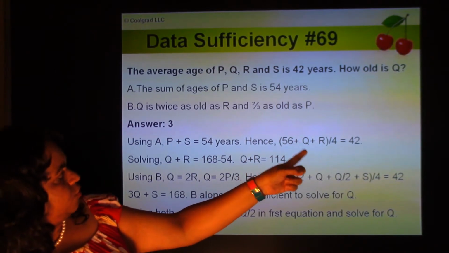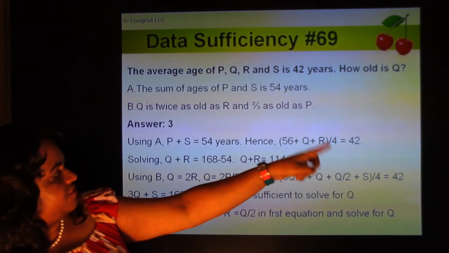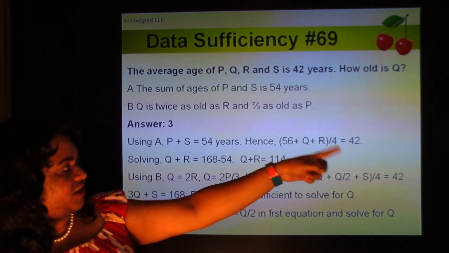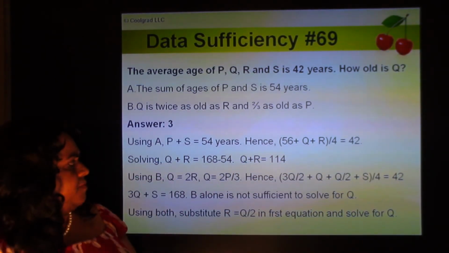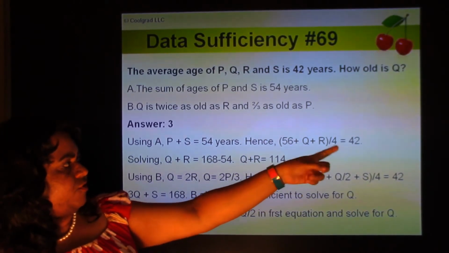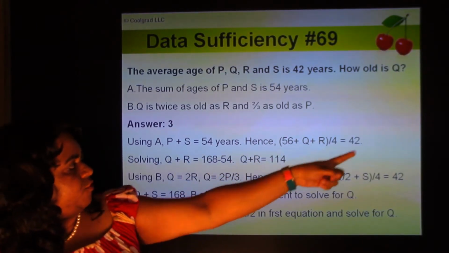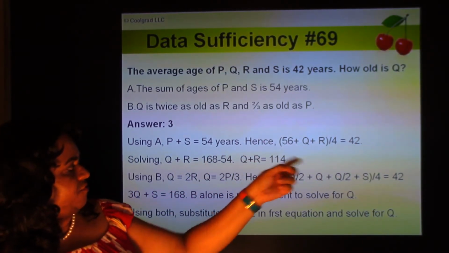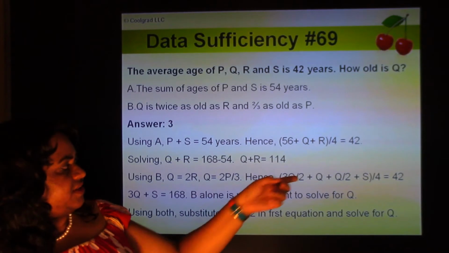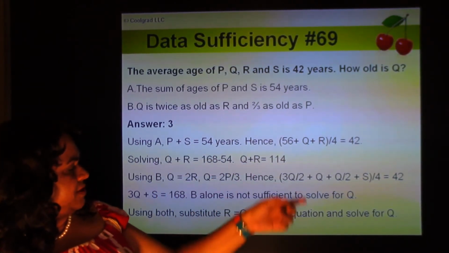54 plus Q plus R, divided by 4, is 42. So the average age of the 4 is 42, right? So we know the two of them sum to 54. So 54 plus Q plus R divided by 4 is 42. So we get Q plus R is, you take the 4 on the other side, 168 minus 54. So Q plus R is 114. So we know P plus S is 54, Q plus R is 114.